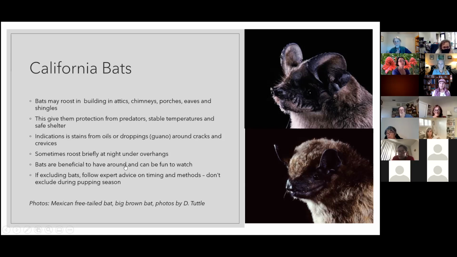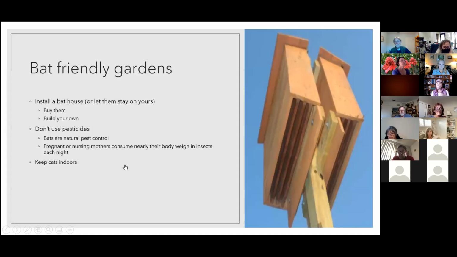So you want to make sure that you don't seal up those cracks and inadvertently prevent somebody from either the chicks, the pups from coming out, or the mothers to return to their young. So the best time to do that is usually in the fall. Like by now, all the bats are gone. So if you want to exclude bats, the fall and winter are good times to do that.